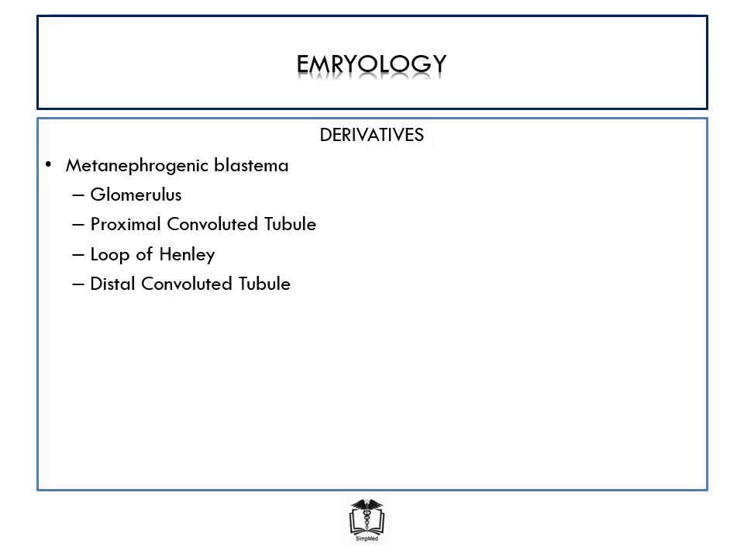The metanephrogenic blastema, whereas, would give rise to the adult structures of the kidneys, including the glomerulus of the kidney, the proximal convoluted tubule, the renal loop of Henle, and then the distal convoluted tubule. All of the structures are gotten from the metanephrogenic blastema.